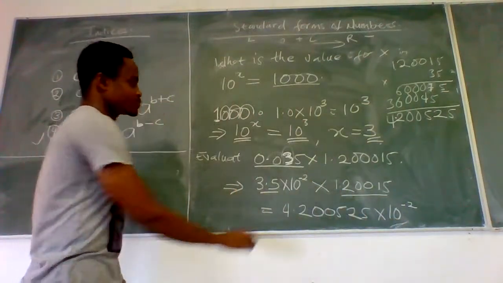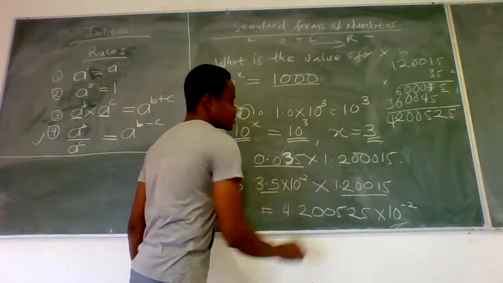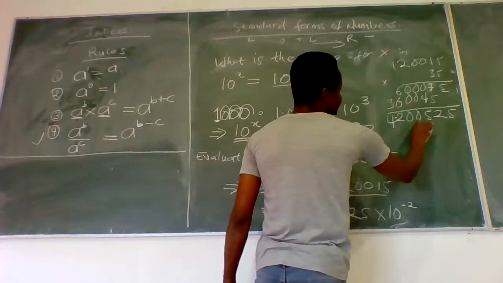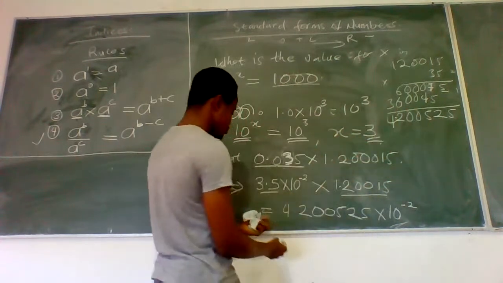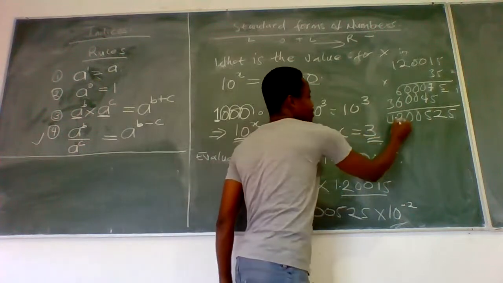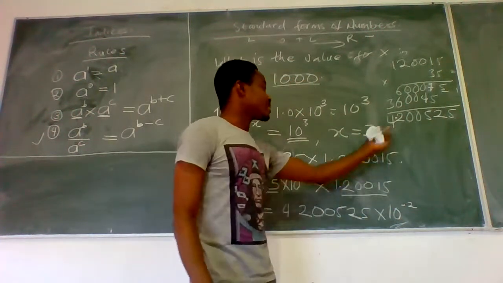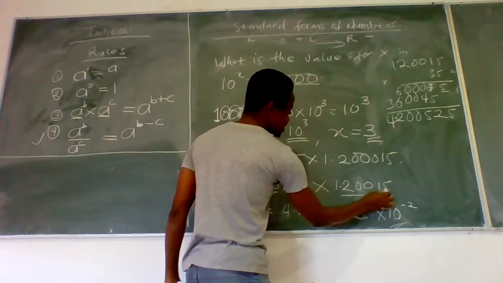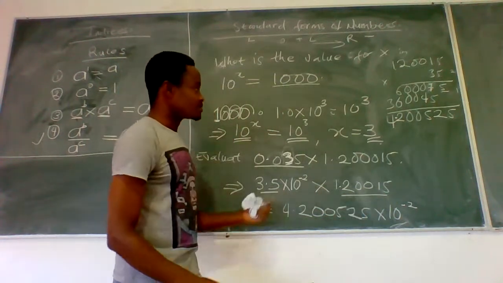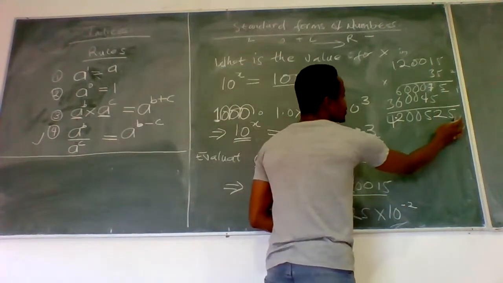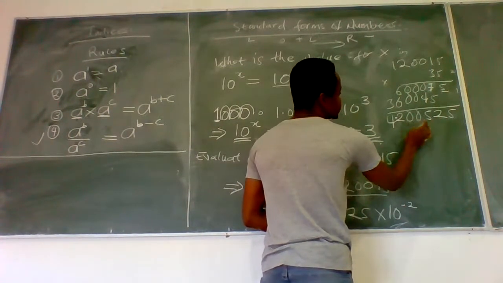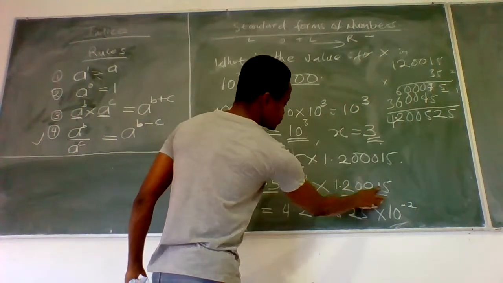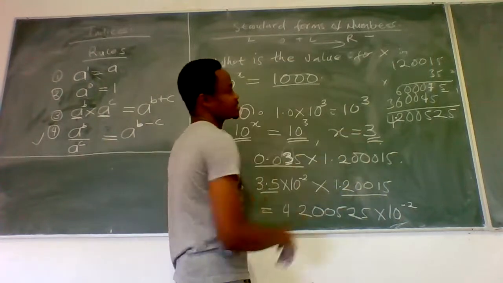And we simplify. This is 1.2, and then we move 1, 2, 3, 4, 5. But since the other one is also multiplied by 10, we move another one. That's why we have 4.200, because the decimal place for this is 4, and this one is 1. So when you add them, you have 5 and 1, 6.